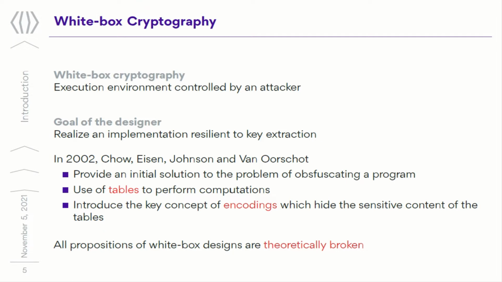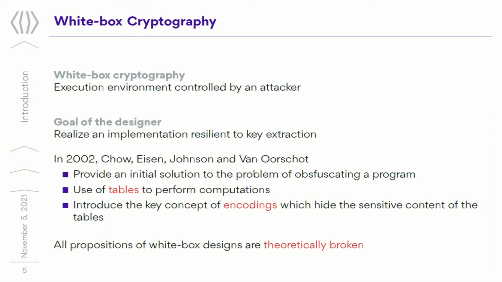In 2002, Chow, Eisen, Johnson, and Van Oorschot introduced a new way to implement cryptographic algorithms. They provide an initial solution to the problem of obfuscating a program, and for that, they use tables to perform computations. With these tables, they introduce the key concept of encodings, which hide the sensitive content of the tables.